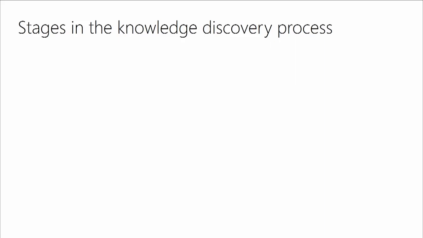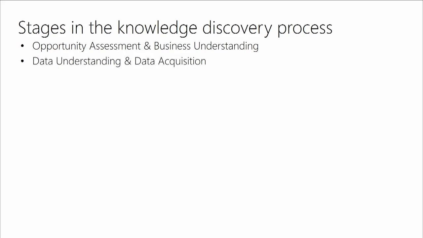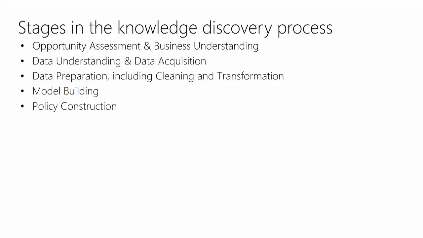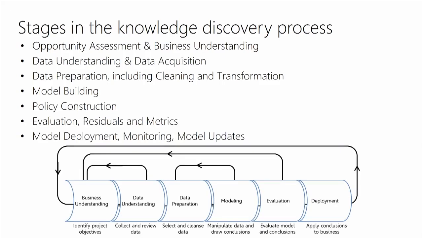So let's go through the stages in the knowledge discovery process. First, opportunity assessment and business understanding. This is CRISP-DM's process. Data understanding and data acquisition, preparation and cleaning, model building, and policy construction. And if you want the 77-page description, you're welcome to look at the CRISP-DM manual. Okay, so evaluation and then model deployment.